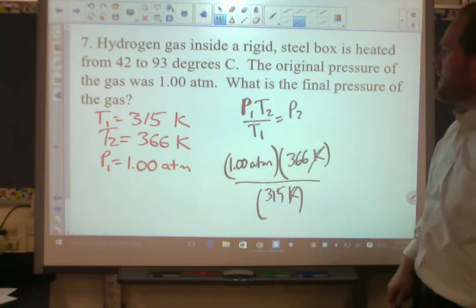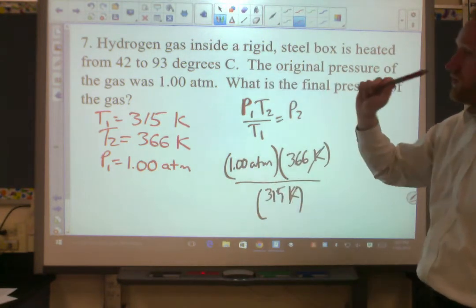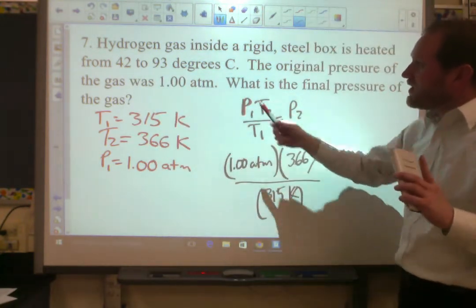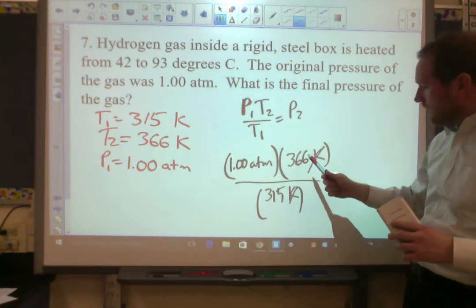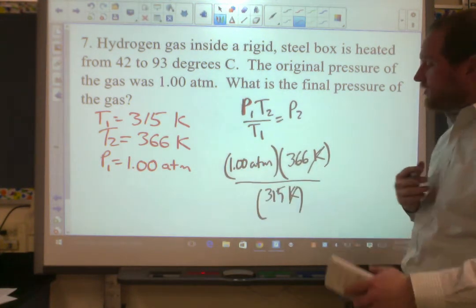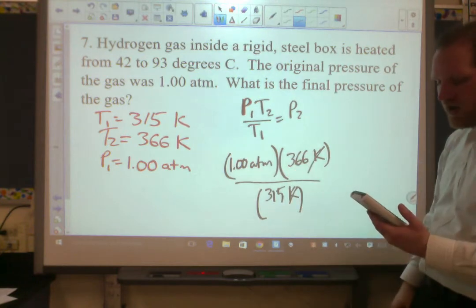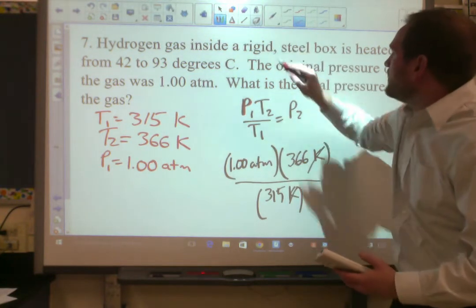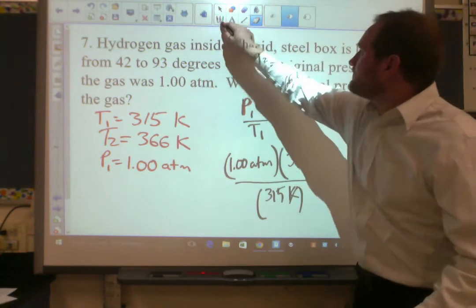Now for sig figs, I'm seeing tricky. 2 sig figs, but did I plug in 42 or 93? No, I plugged in the Kelvin. So you look at these numbers that you actually used, and I'm going to go with 3 sig figs because of this. 1.16 atm.